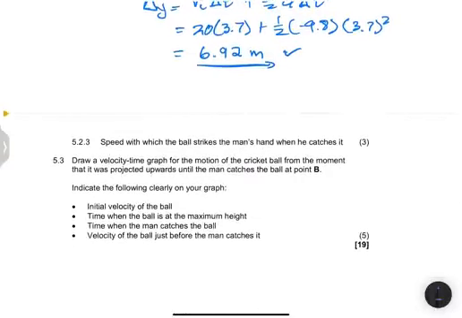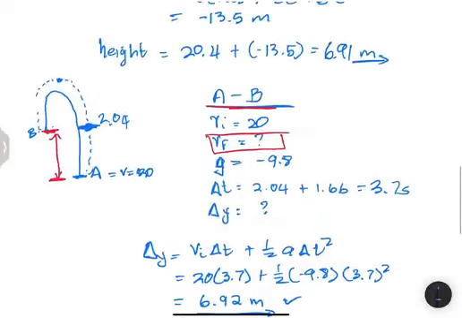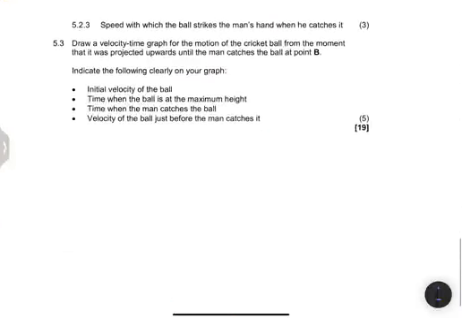Now they say to you, calculate the speed with which the ball strikes the man's hand when he catches it. So we're looking for the velocity when we get to B. You've got a number of options that you can use there. Remember, we had information from A to B, and I'm looking for the final velocity. So VF is VI plus g delta t.